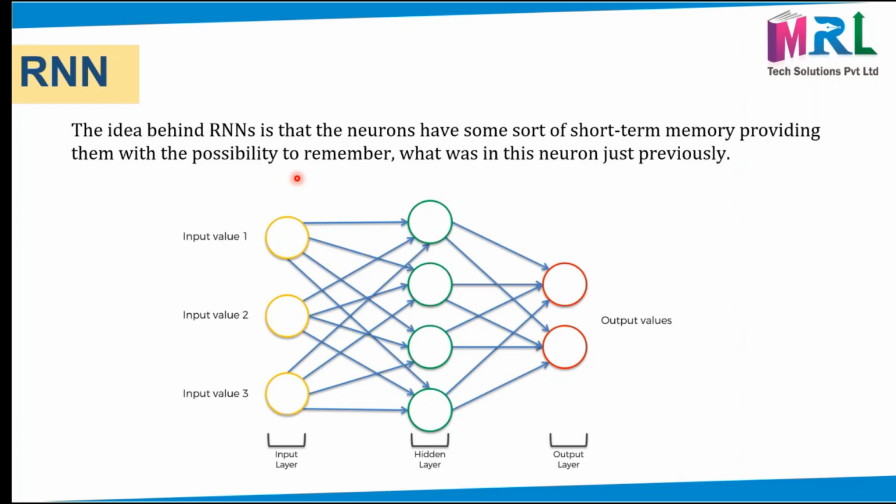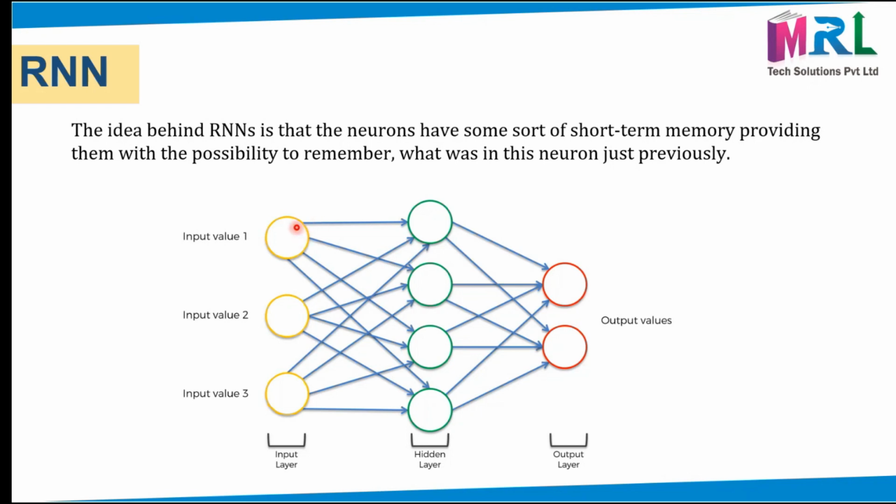So in that way, for many applications, we need a short-term memory so that we can perform lots of applications. How they are going to achieve this is by using a recurrent neural network.